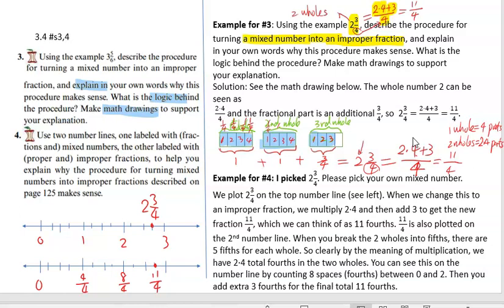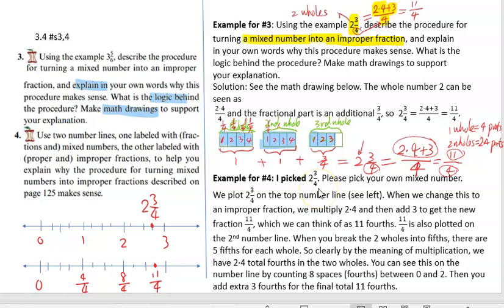Okay, so that's how we explain why we multiply the whole number by the denominator, because each whole is turned into 4 parts. And why do we add that 3? Because there are 3 parts left. We add that, and that tells us the total number of parts we have. And the bottom number is how many parts we divide each whole into, which is 4. Okay, so next, example 4.